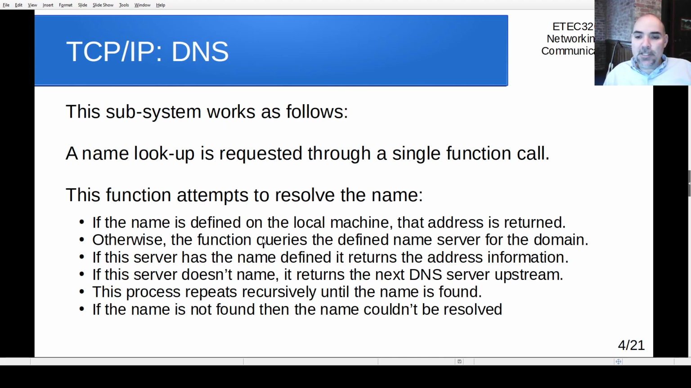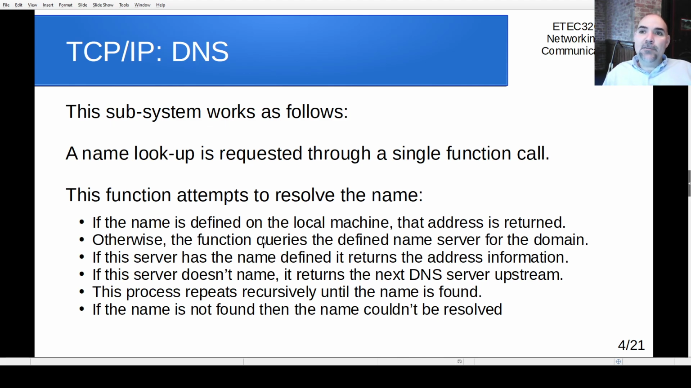If it doesn't find it there, then it passes it off to the defined name server for your machine. Your machine has some sort of name server address specified. It'll use the DNS protocol to request the actual name from that server. Now that server, if it doesn't have the name, is going to return an address of who you should ask about that. And it doesn't really return it back to us. It does it internally.